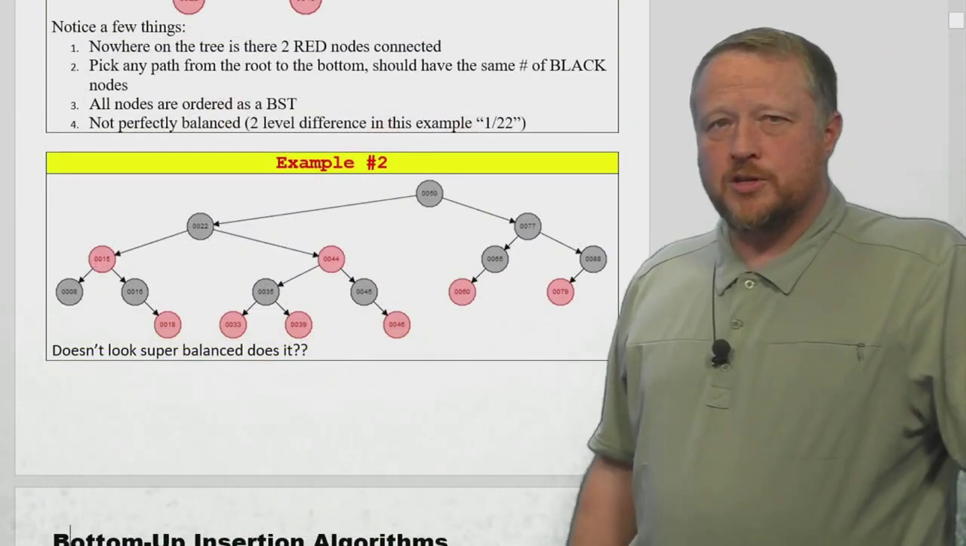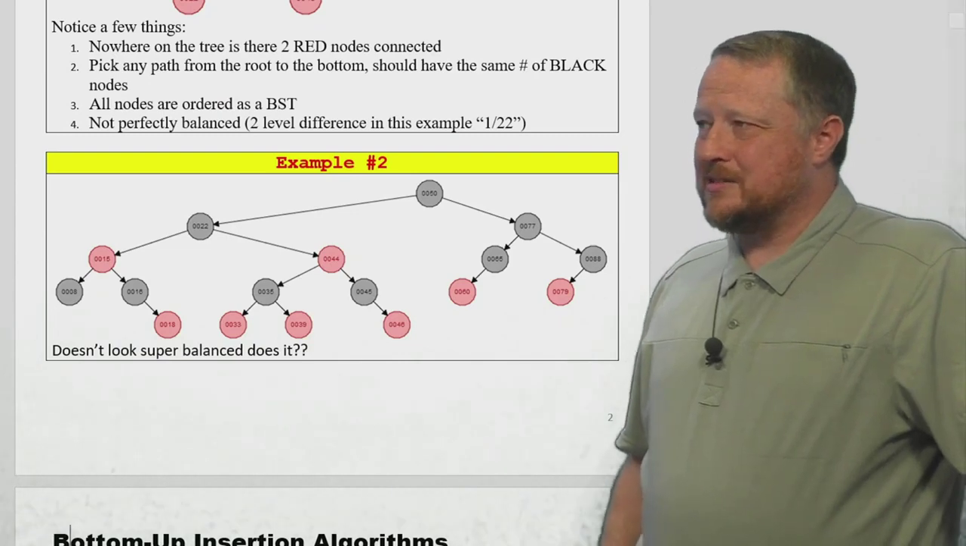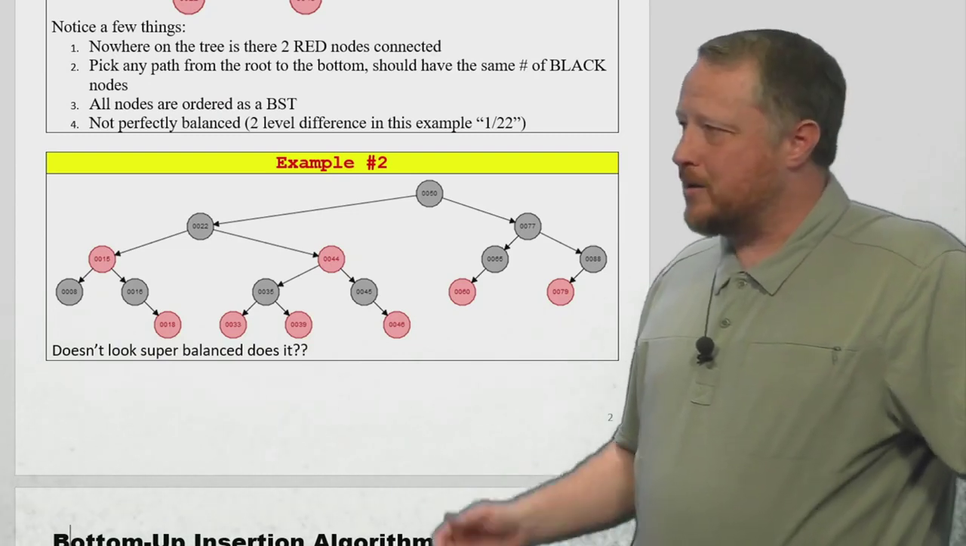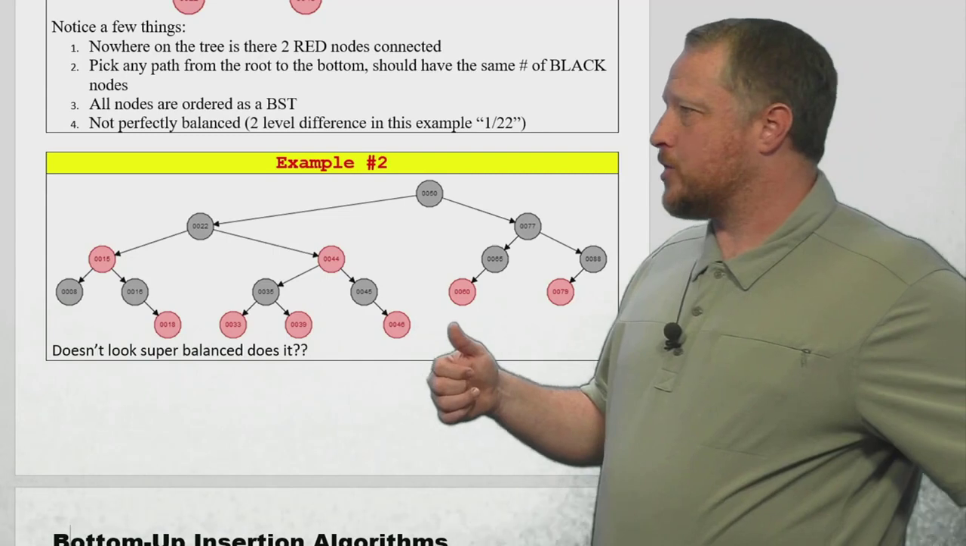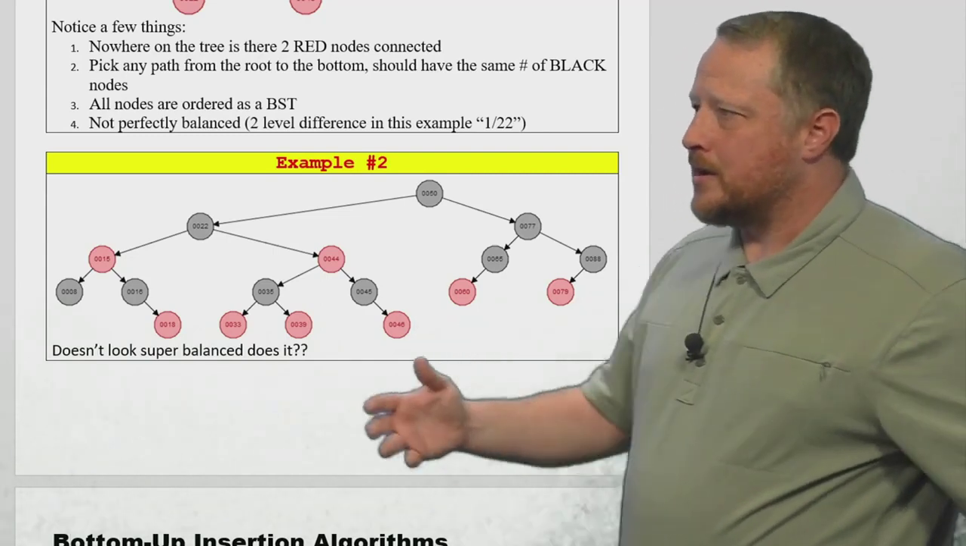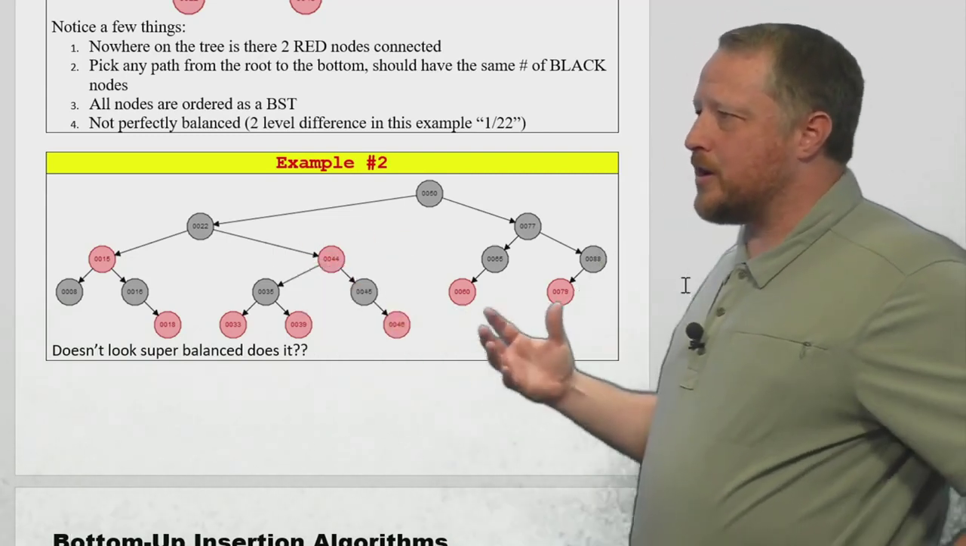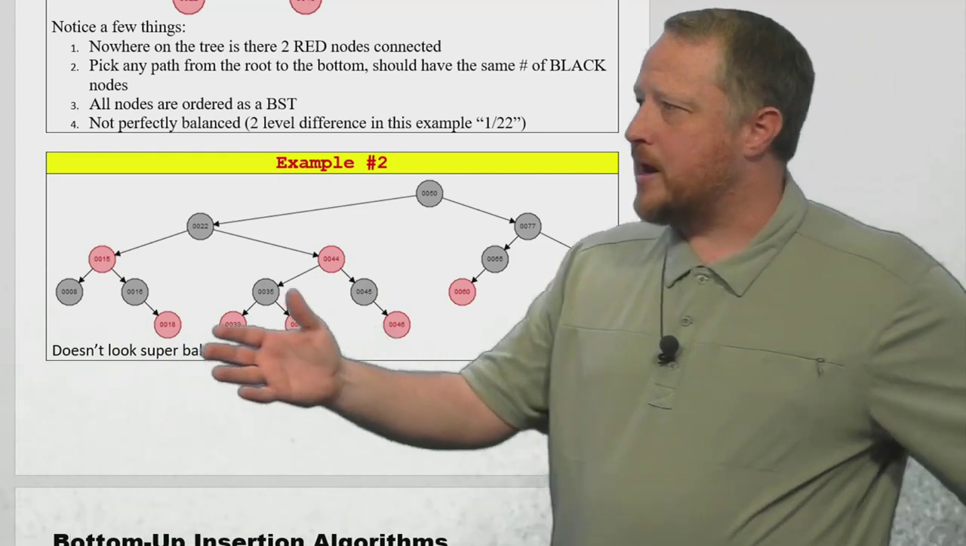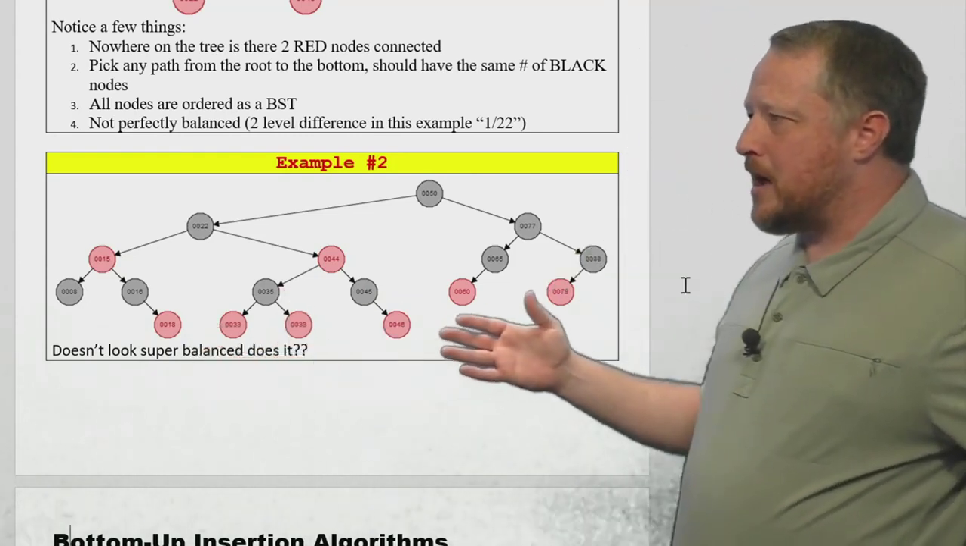Here's your example number 2. Doesn't look all that balanced, does it? But again, notice it's only 2 levels off, maybe actually 1 in this case. Now, this side seems to be a little heavier than the other side, but I can bet you right now, see all these reds that are at the bottom?